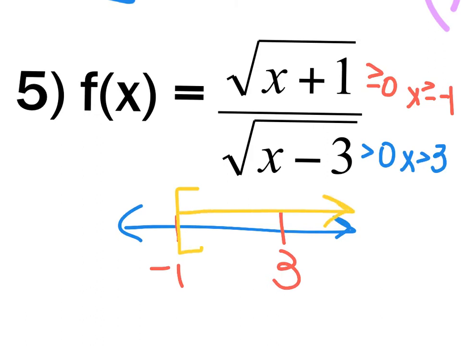It would start at -1 and go to positive infinity. The second set of numbers starts at 3 but doesn't include 3, which means a parentheses or an open dot. And it has to be greater than 3, which points to the right. Now, if it rules it out for one, it rules it out for both, which means I can only take where it overlaps, which is from 3 to positive infinity. So it's going to be the narrowest set.